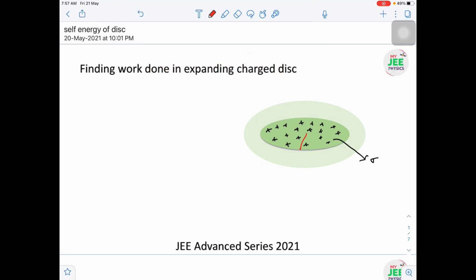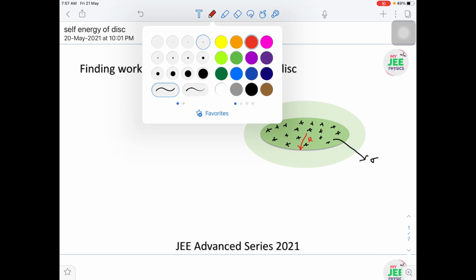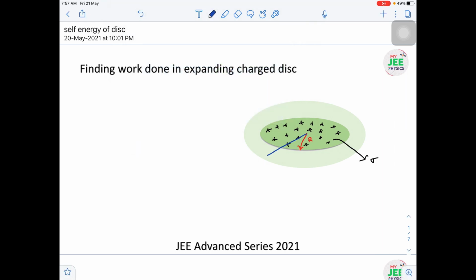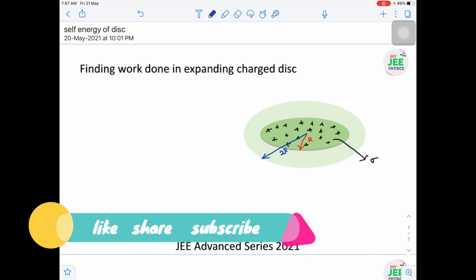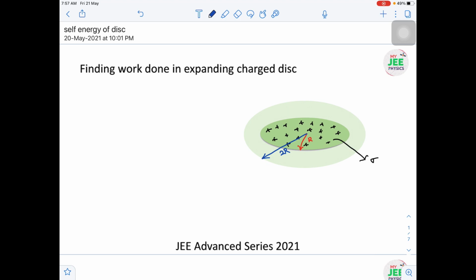is r. So now what is the task? The task is, how much work we need to do in expanding the charged disk to 2r radius. You can take 3r radius, you can take 4r radius. It's ultimately expanding. The radius of the disk is increasing, and we are not adding any charge or removing any charge. So that means the charge remains constant in this concept.